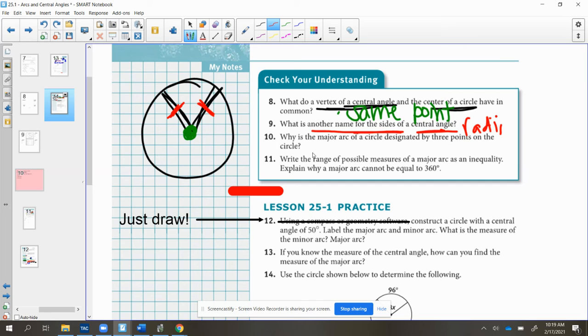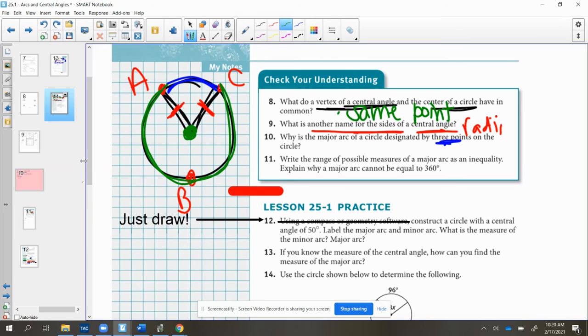And then one last thing: the reason we need major arcs to have three-letter names versus minor arcs having two letters is that if I said arc AC and didn't specify the third letter, you might think I'm talking about this arc right here, AC. But we need the third point if we're going to talk about the major arc. So we know the difference between which arc we're talking about, this arc AC or the major arc ABC.